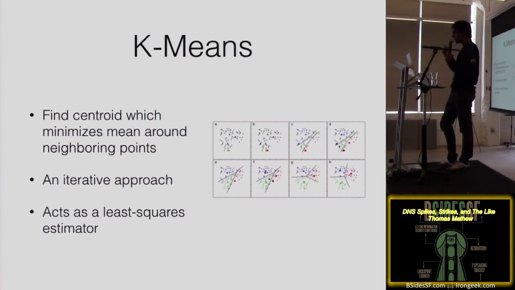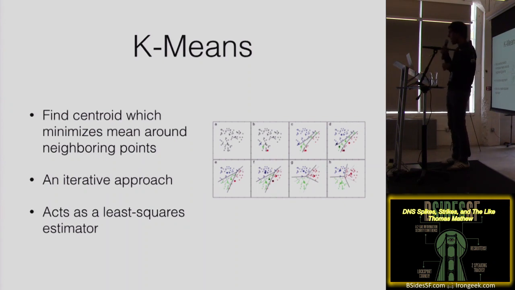So it doesn't run once. We have to run it multiple times. And we also have to choose where we start at random each time, because you don't want to start at the same place every time you run the algorithm. And because we're trying to minimize the mean, or the average variance within a set of points, we're essentially acting as a least squares estimator, for people who are familiar with any form of regression model. This causes some problems, however, with the type of data that we're working with.